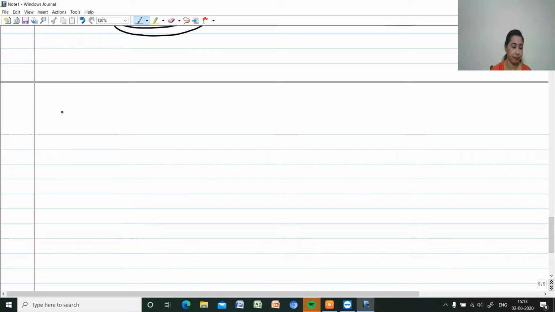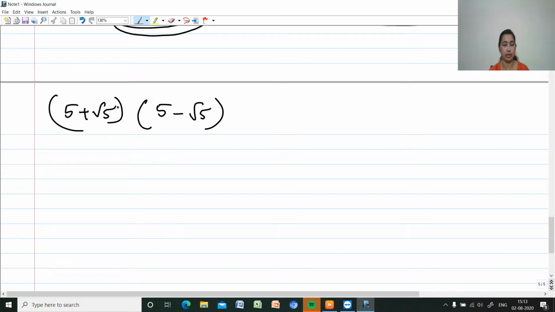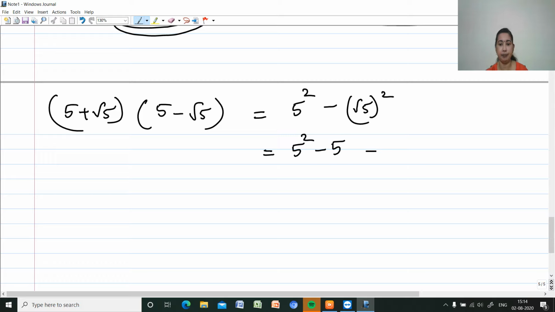Next one is (5 + √5)(5 − √5). So (A + B)(A − B) gives A² − B², that is 5² − (√5)², which is equal to 5² − 5, that is 25 − 5, which is equal to 20.